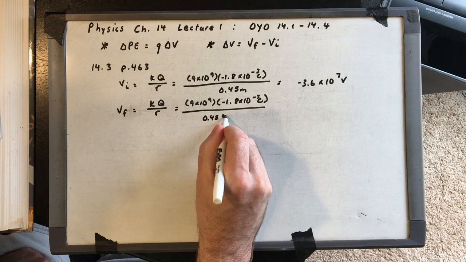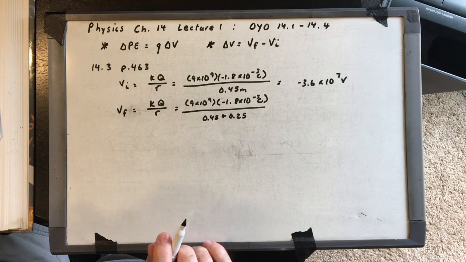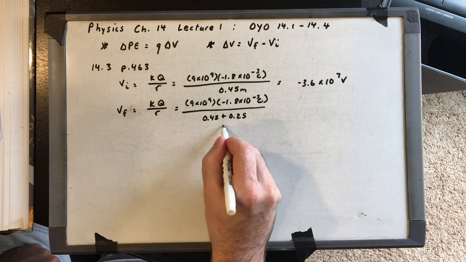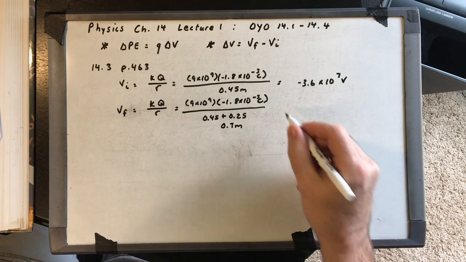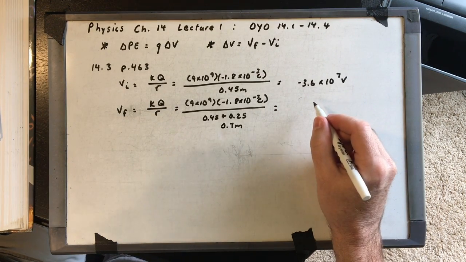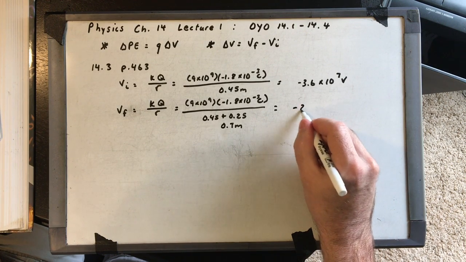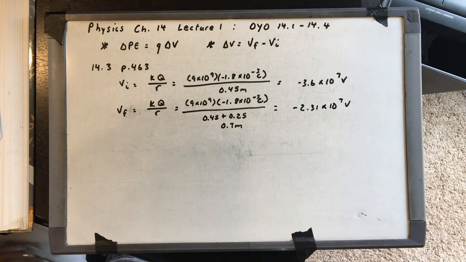0.45 plus 0.25. All right, 0.45 plus 0.25. So your denominator is actually going to be 0.7 meters. All right, if you'll place that into the old calculator, you'll get negative 2.31 times 10 to the 7th volts.